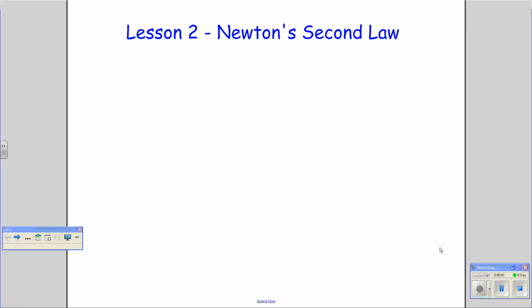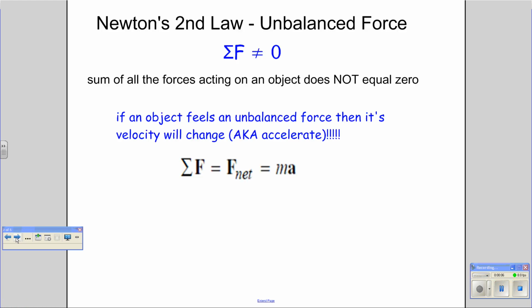In this lesson, we're going to be looking at Newton's second law. Newton's second law pertains to unbalanced forces. So with Newton's first law, all your forces canceled out, which means you stay at a constant velocity or at rest. With an unbalanced force, you accelerate. You speed up or slow down. And that's because the sum of all the forces does not equal zero.